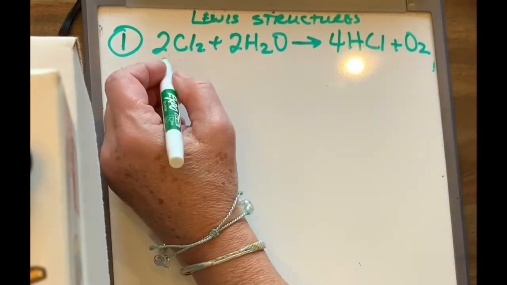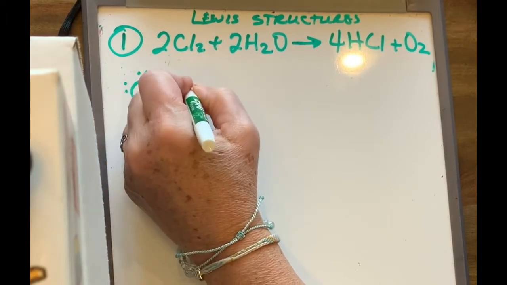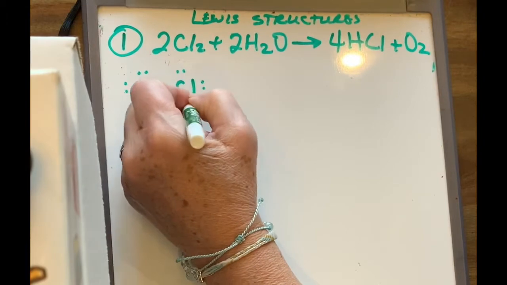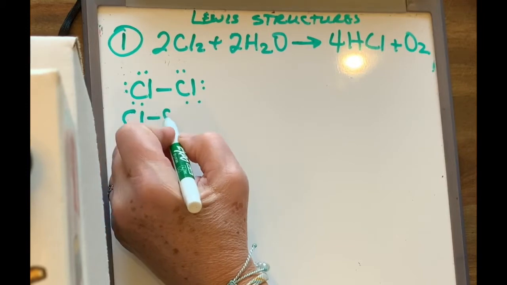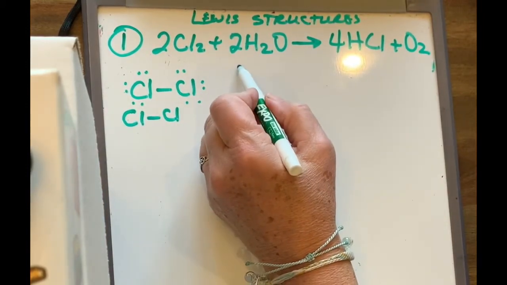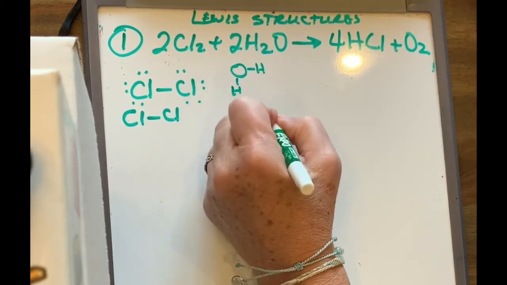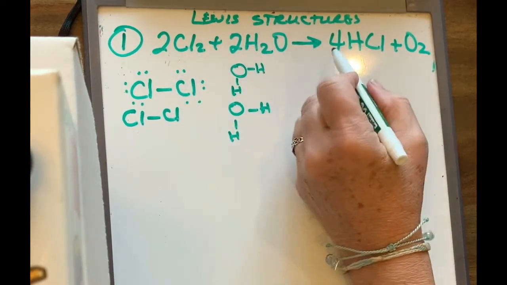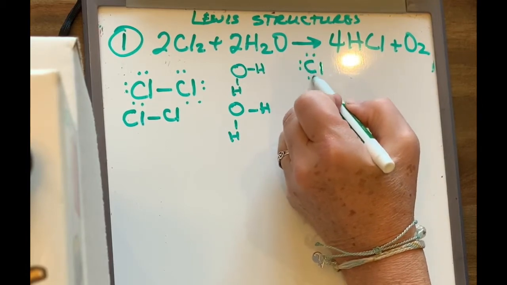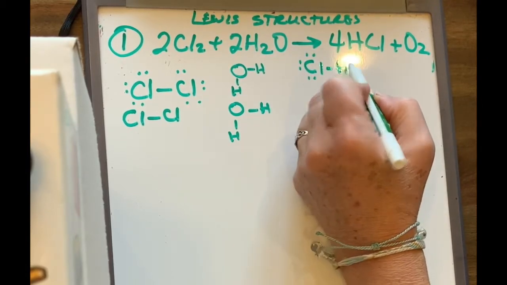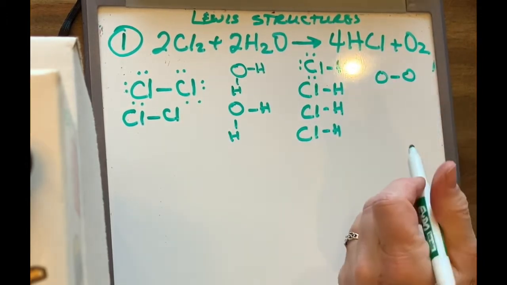All right, so Cl looks like this, Cl with our two extra dots here, and it has one bond. You can look that up on your periodic table. There's two of them, so we're going to put Cl, Cl. Our H2Os, we know, kind of looks like this. Our HCl is Cl to H, and we've got four of those, and our O2 is just O to O, single bond.